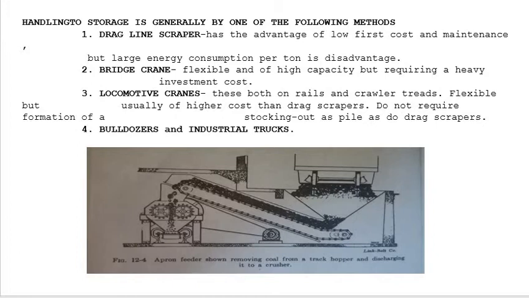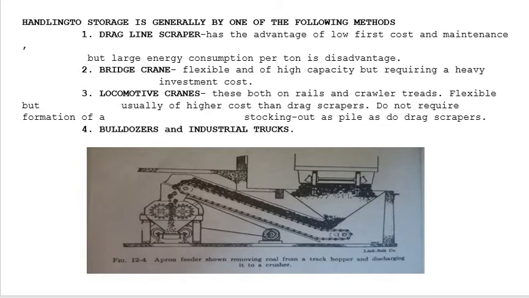Handling to storage is generally by one of the following methods. Number one, the drag line scraper, has the advantage of low first cost and maintenance, but large energy consumption per ton is a disadvantage. Next is the bridge crane, which is flexible and of high capacity but requires a heavy investment. So this one is expensive.